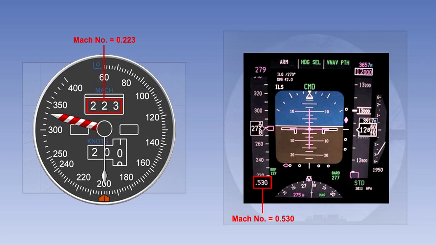The Mach number of an aeroplane can be displayed in a number of places in a typical cockpit. Shown here are just a few of these places.